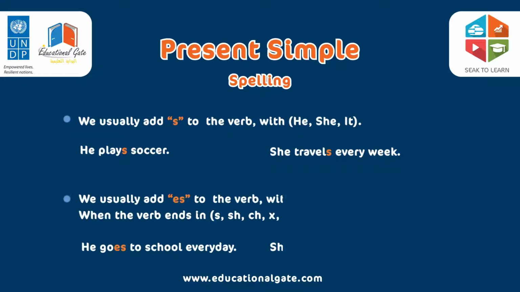Or we put ES if the verb ends with S, SH, CH, X, or O. For example, he goes to school every day. Here, because the verb go ends with O, we put ES. Like she watches TV in the evening, as well, because the verb ends with CH, we put ES.